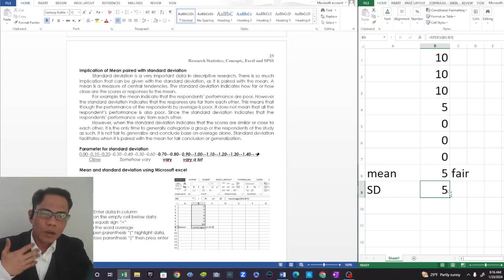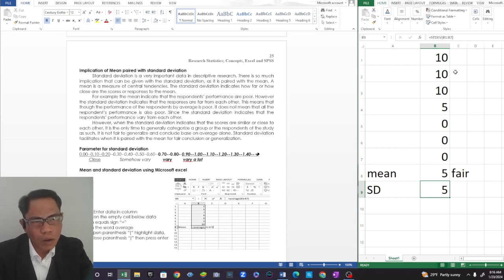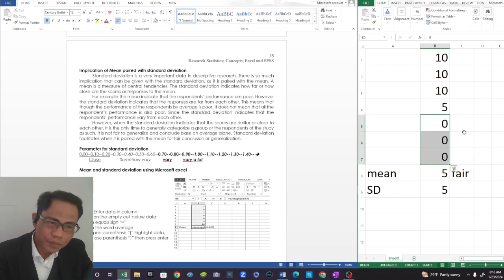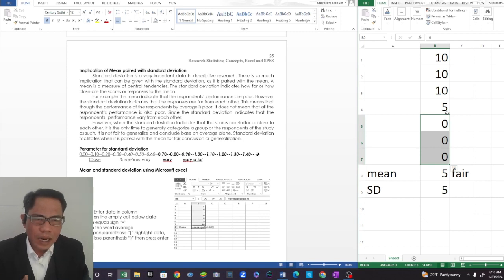And that alone, when we talk about averages, averages should always be paired with standard deviation, simply because I don't think it's a fair conclusion that, let's say, the students here or the respondents here are just fair, because actually it's not fair. So there are 3 students who got 10 out of 10, one student 5, and another 3 got 0. So is it fair to say that these students are fair, or to generalize the responses as fair, when in fact they're not? The mean went to 5, but we all know that it's just an average.